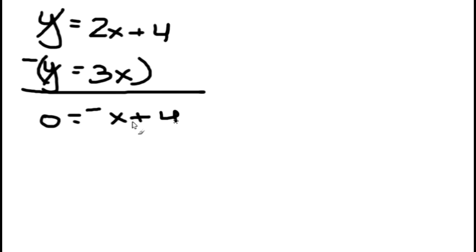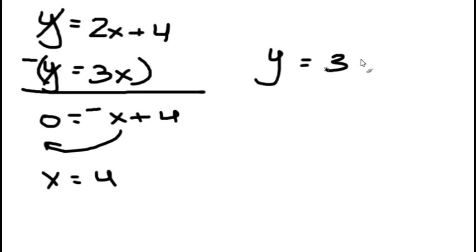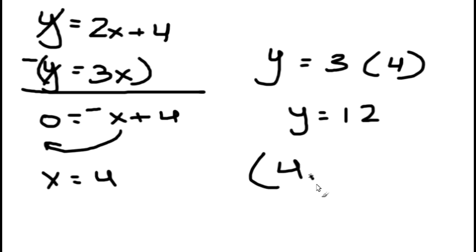Then you would do as you did before: subtract or add that x to both sides. So you get x is equal to 4. And then you do the same thing that we did before. y is equal to 3 times 4, y is equal to 12. Our solution is (4, 12).